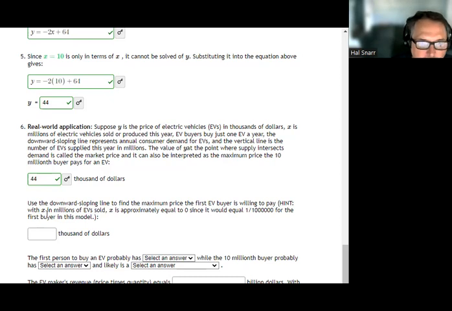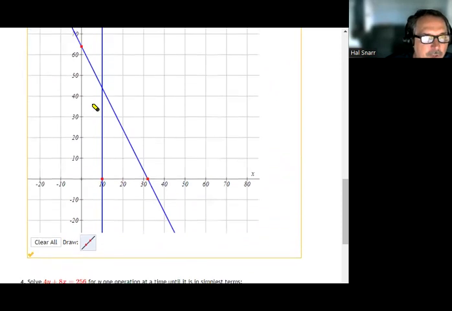So for this very first person, here's a hint that I provide to students that I'll let them figure out. With X in millions of EVs sold, the value of X for this first person in line is approximately equal to 0, since it would be 1 divided by a million, right? Because remember, X is in terms of a million. So all we have to do is plug 0 into our model.